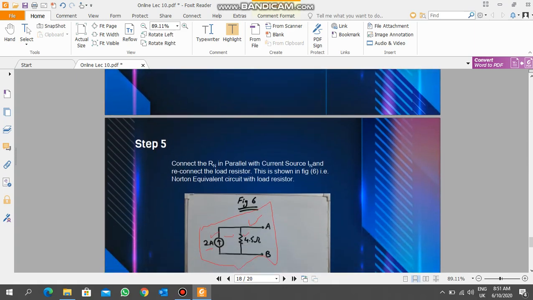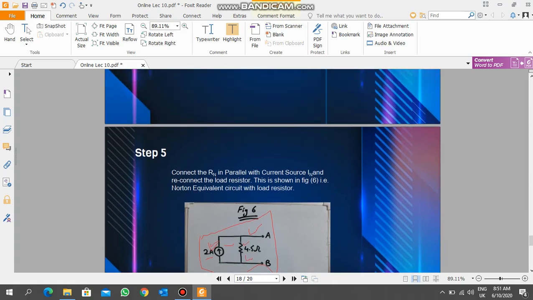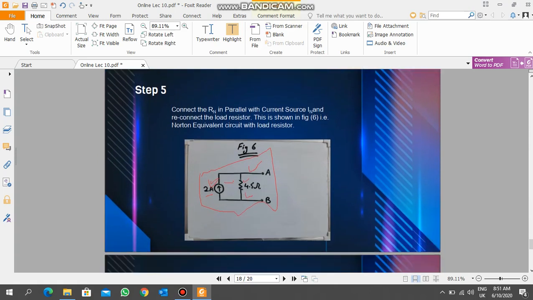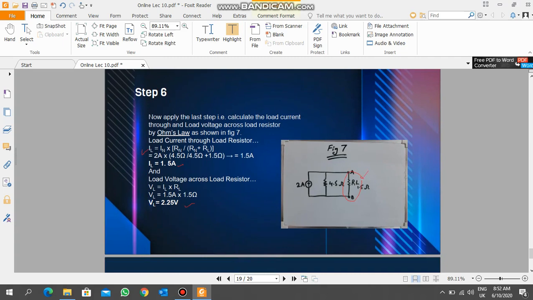So in this step we found the total resistance, total current, and the current through the short circuit. Now we will go to step 3. In step 3, open the current source, short the voltage source, and open the load resistors.